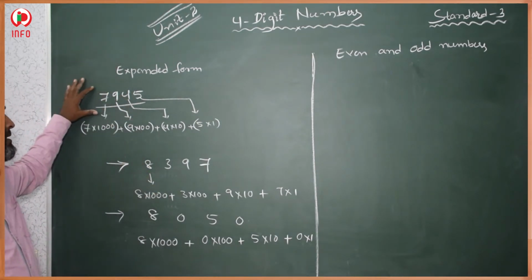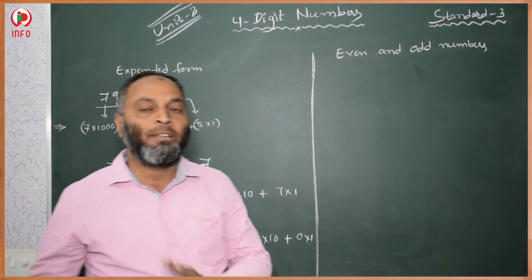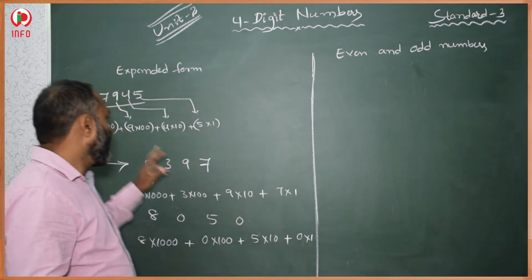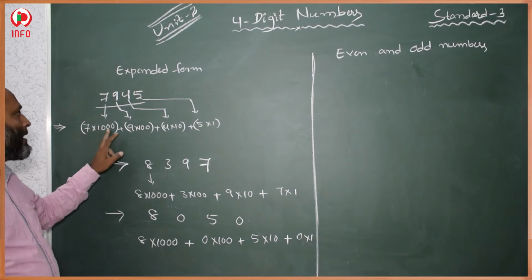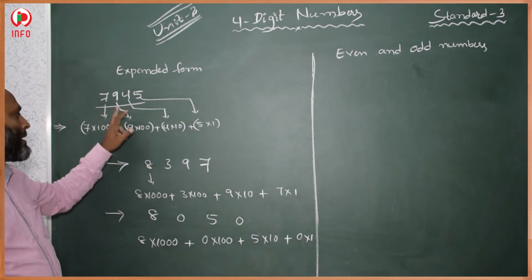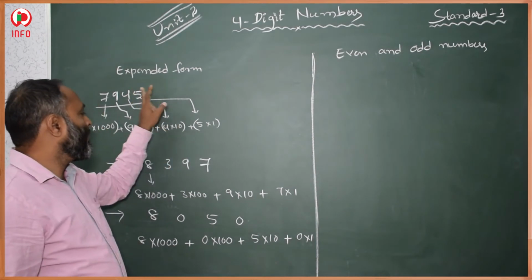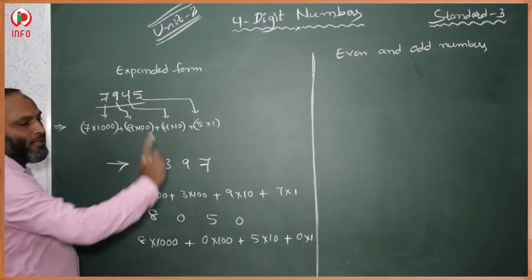Whatever number is given, first we have to check which number is in the thousands place, which number is in the hundreds place, and which number is in the tens place. In that way, we write 7 is in the thousands place, that is 7 into 1000, 9 is in the hundreds place, that is 9 into 100, 4 is in the tens place, 4 into 10, and 5 in the ones place, that is 5 into 1. In between we keep plus, plus, plus.